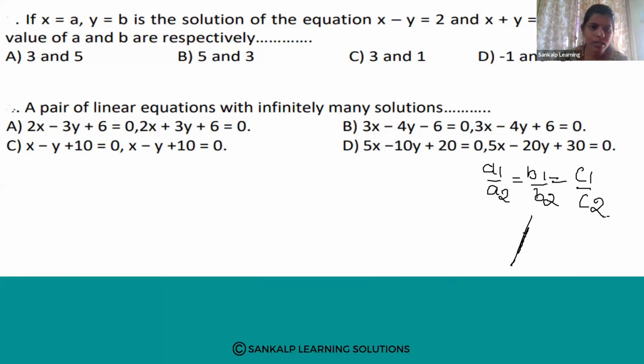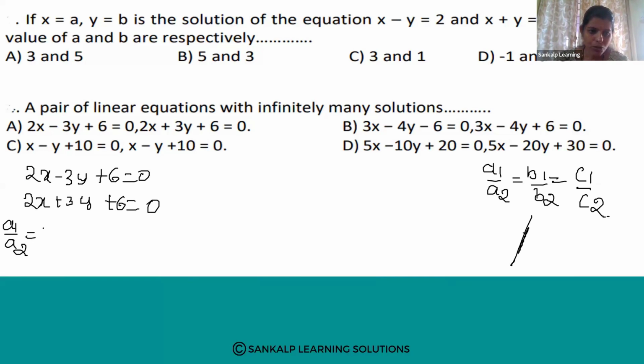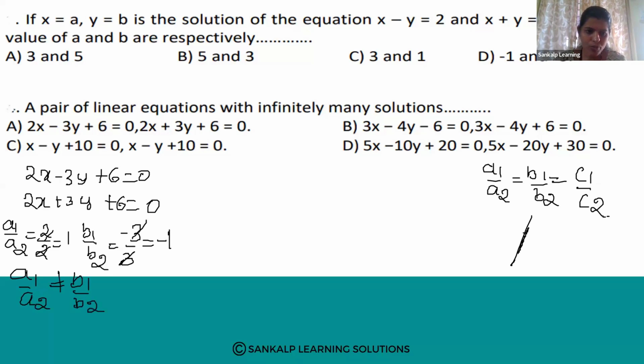So go with the options. 2x minus 3y plus 6 equal to 0 and 2x plus 3y plus 6 equal to 0. If we do A1 divided by A2, what will you get? 2 divided by 2, 2 and 2 will get cancelled, 1 remains. B1 divided by B2 is equal to minus 3 divided by 3. 3 and 3 will get cancelled, but you will get minus 1. Here observe carefully, A1 divided by A2 is not equal to B1 divided by B2. Therefore, this option is wrong. No need to check the other ratio.